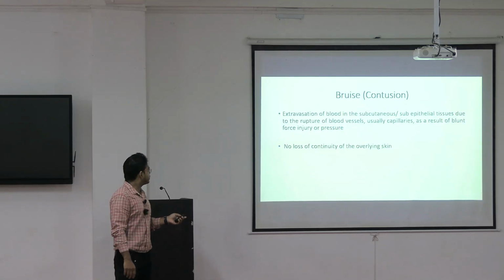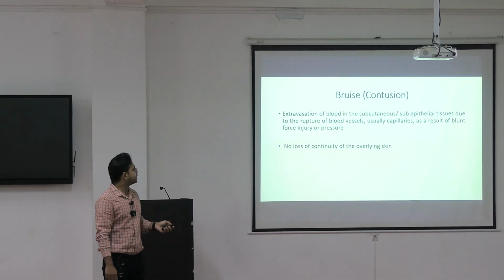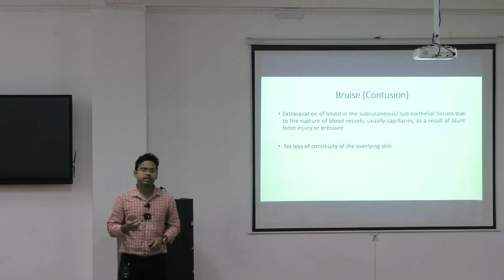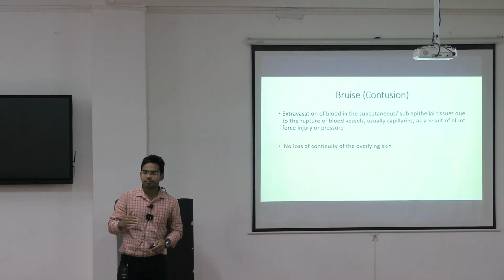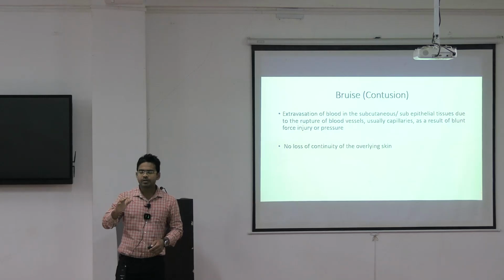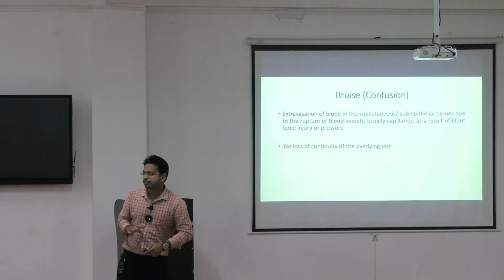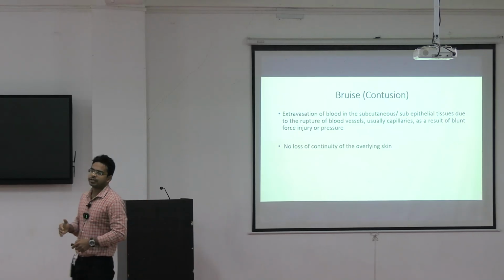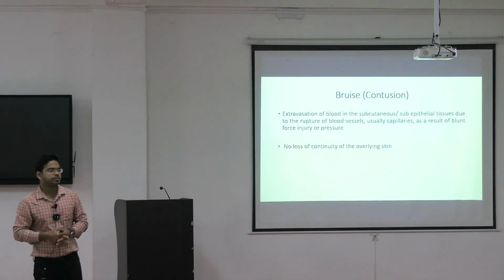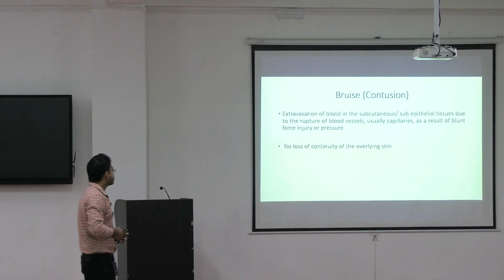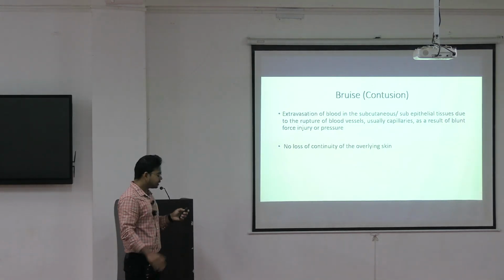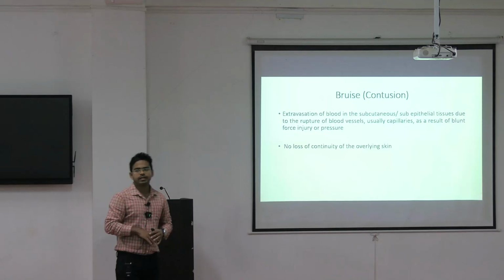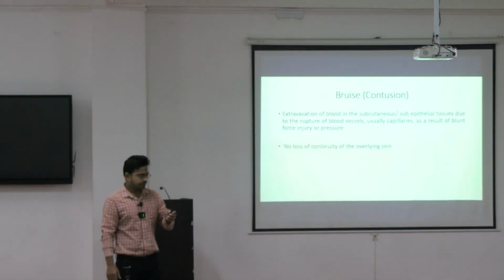So next is your bruise. It's basically an accumulation of blood in the subepidermal, or epidermal, or below the skin, in the dermis or in the subcutaneous tissue. That is called bruise or contusion, which happens because of blunt injury. The skin is intact in cases of bruise. That is the important thing.